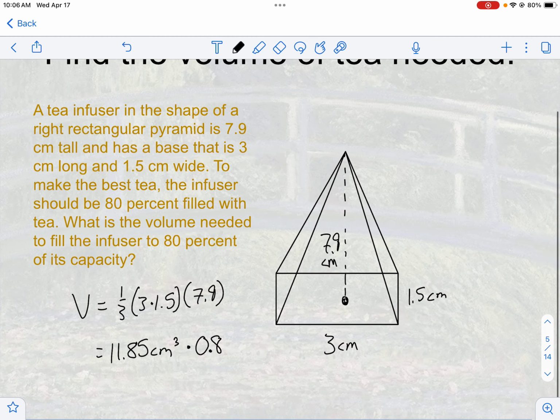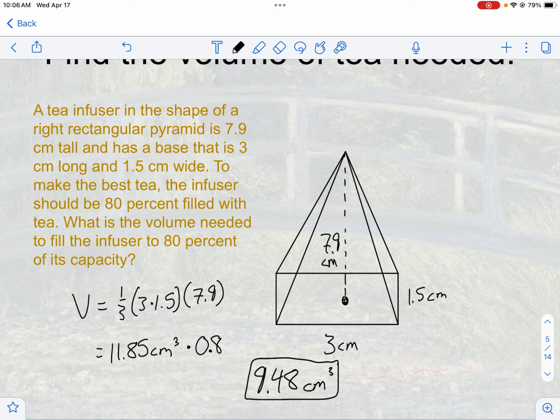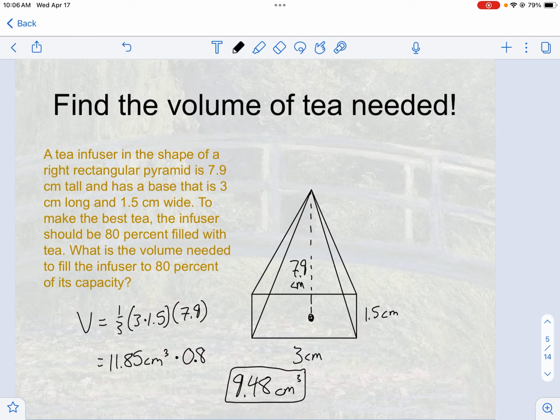I need 9.48 cubic centimeters of tea, which is a very scientific sounding thing. I don't think you'd ever measure out 9.48 cubic centimeters of tea to pour inside of something. But yeah, that's the tea leaves. You need 9.48 cubic centimeters of tea leaves in that infuser.